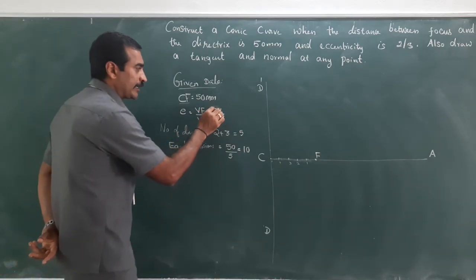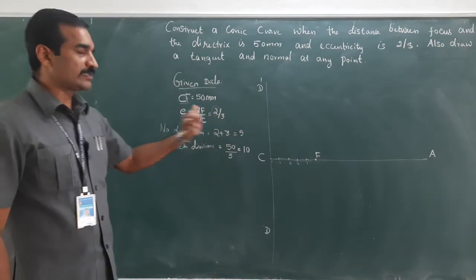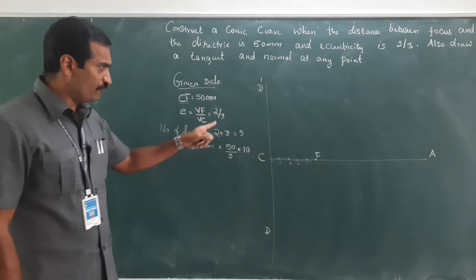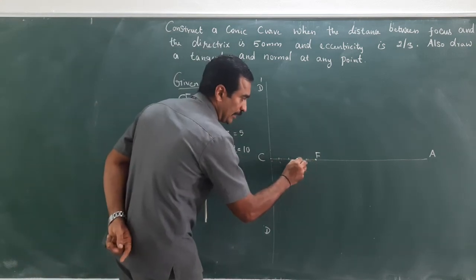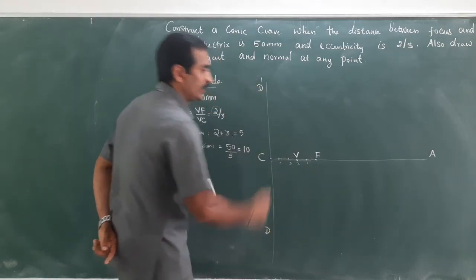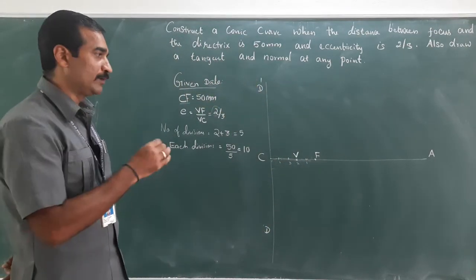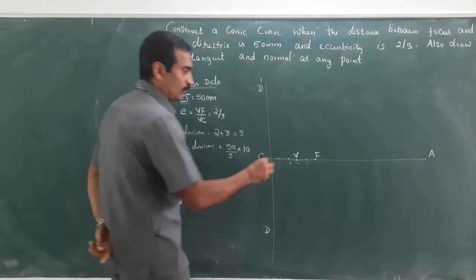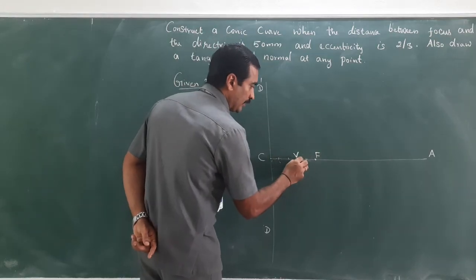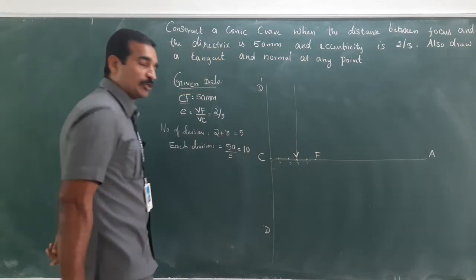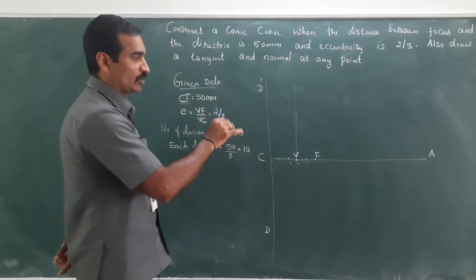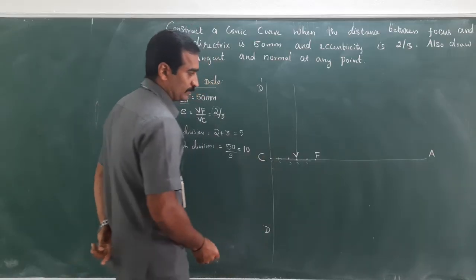Now look at the numerator. What does eccentricity say? The distance of the moving point from the focus. So from the focus, take the 2nd division, 1, 2. This is V, the vertex, or the moving point. Right. Now draw a line parallel to the directrix, or perpendicular to the axis. It should be a very thin line. You should use only a 2H pencil to construct all the lines here.